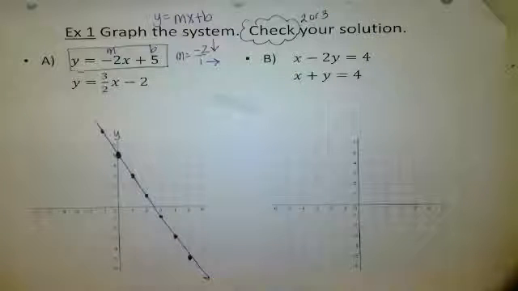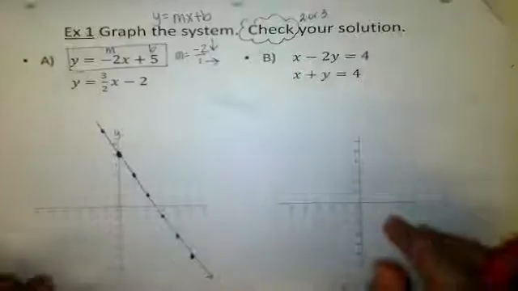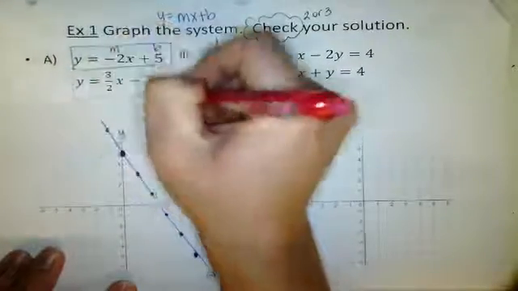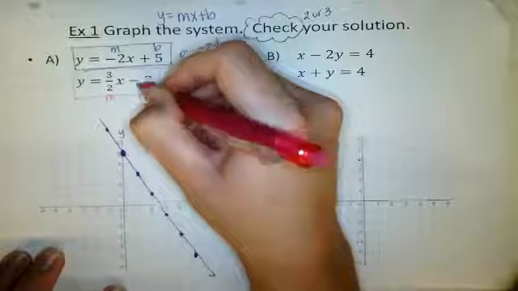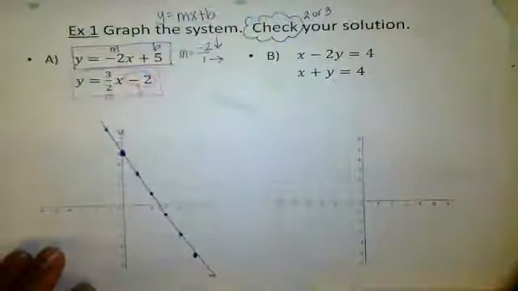So I love these worksheets because they're going to make sure you know how to graph properly. This second equation here is in slope-intercept form. Y equals mx plus b. Where do we begin?